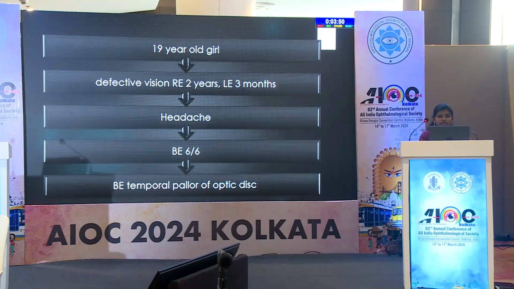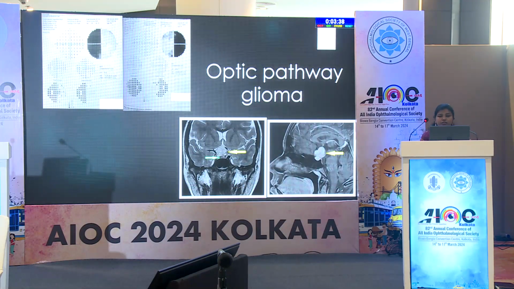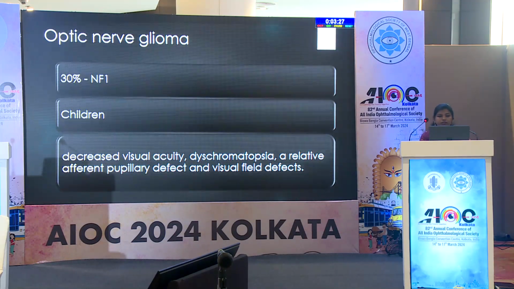Coming to the first case, a 19-year-old girl presented with defective vision in the right eye for 2 years and the left eye for 3 months, associated with headache. Vision is 6/6 and both eye fundi show temporal pallor of the optic disc. HFA shows bitemporal hemianopia and MRI is suggestive of optic pathway glioma. The patient underwent right pterional craniotomy and decompression of the tumor. After 2 weeks post-op, vision was 6/6 with no resolution of the field defect.